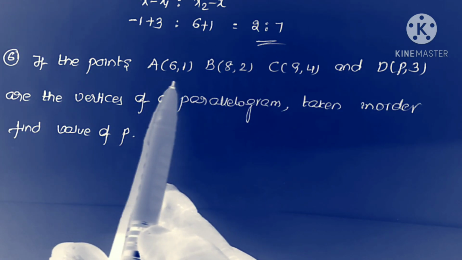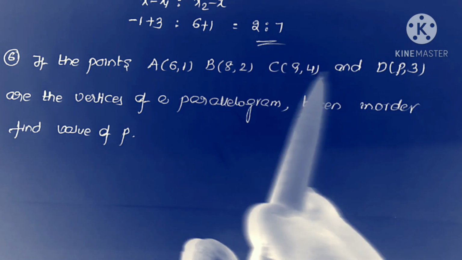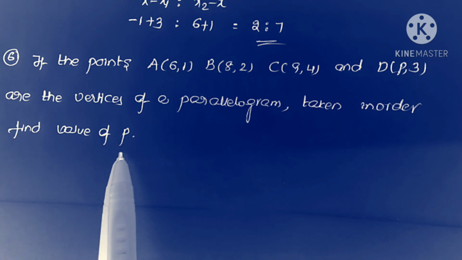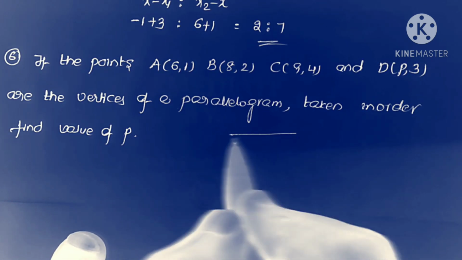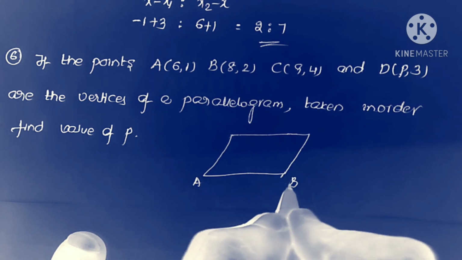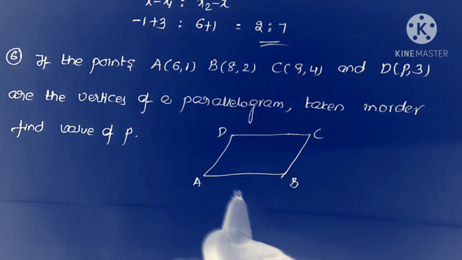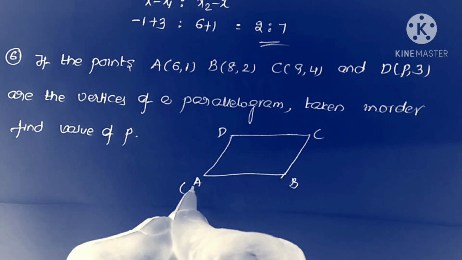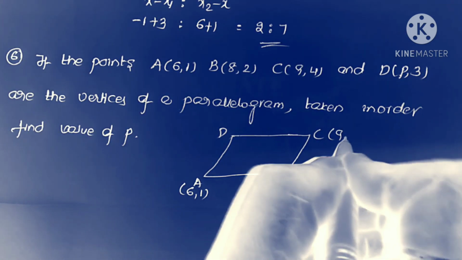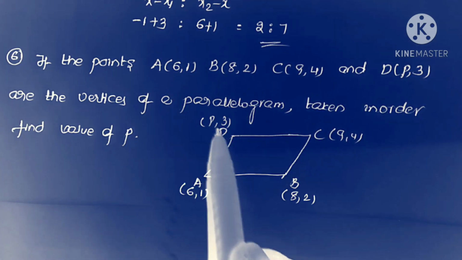That's all. The points 6 comma 1, 8 comma 2, 9 comma 4, p comma 3 are the vertices of a parallelogram taken in order. Then find the value of p. One parallelogram is given. This is the parallelogram formed by the lines A, B, C, D. Now what is the given question? Find the value of p. Given that A is 6 comma 1, this is 8 comma 2, this is 9 comma 4 and this is p comma 3. What is the value of p?